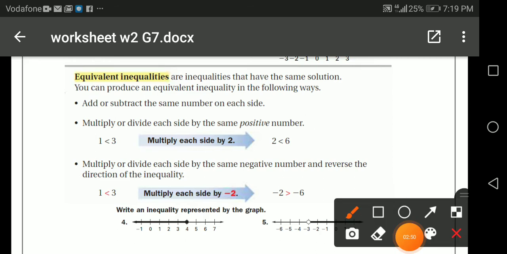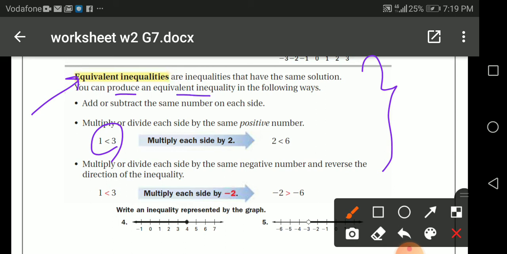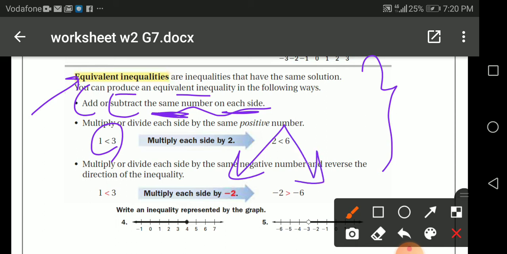Okay, we also have something called equivalent inequalities. What are equivalent inequalities? If you have an inequality like this, and I need to produce an equivalent inequality, we can add or subtract the same number on each side. But remember, the same number on each side. What I do here, I do there. And not just adding or subtracting, you can also multiply or divide each side by the same, but remember, positive number. So you've got equivalent inequalities.